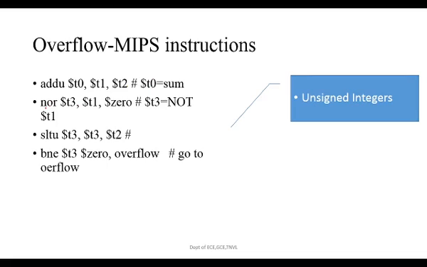NOR operation, what is the use of this NOR operation? XOR just compares the sign and negates if both signs are equal. NOR operation just does the NOT operation of the register mentioned here. So $t3 will include the NOT of $t1 content. Okay. Now it does set on less than unsigned. So this U stands for unsigned integers. So it compares the registers and sets the result. Now it checks branch not equal $t3, $0, overflow. So if both are not equal, then it goes to overflow. This is for unsigned integers.